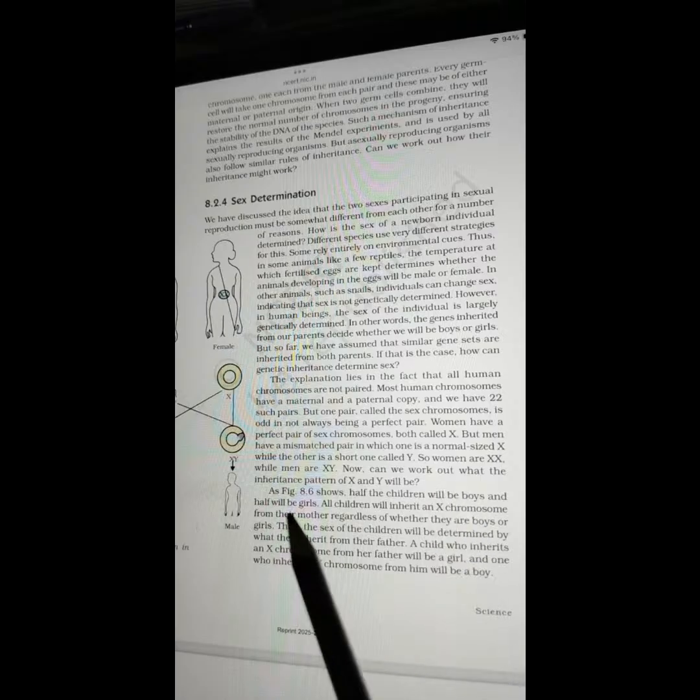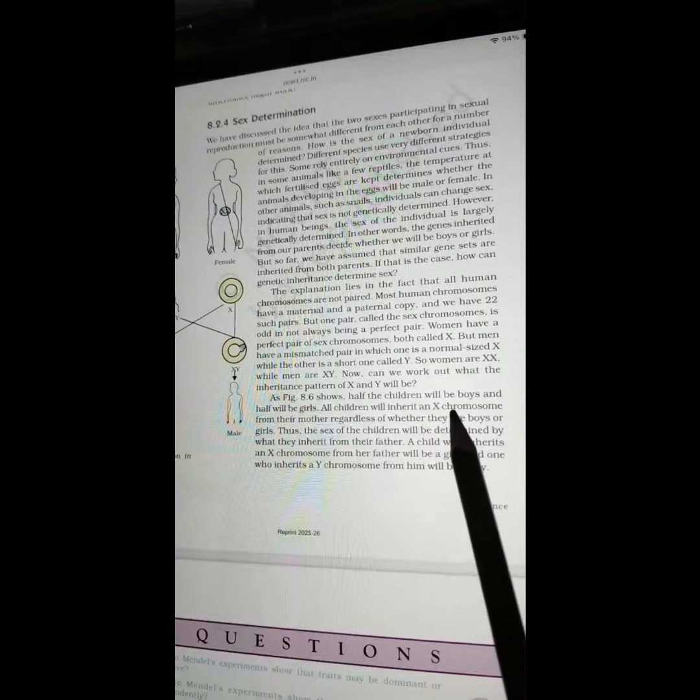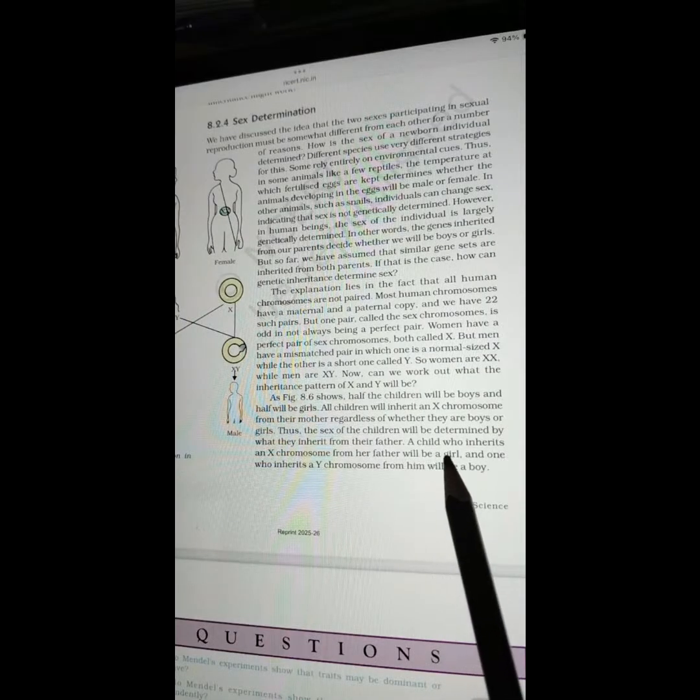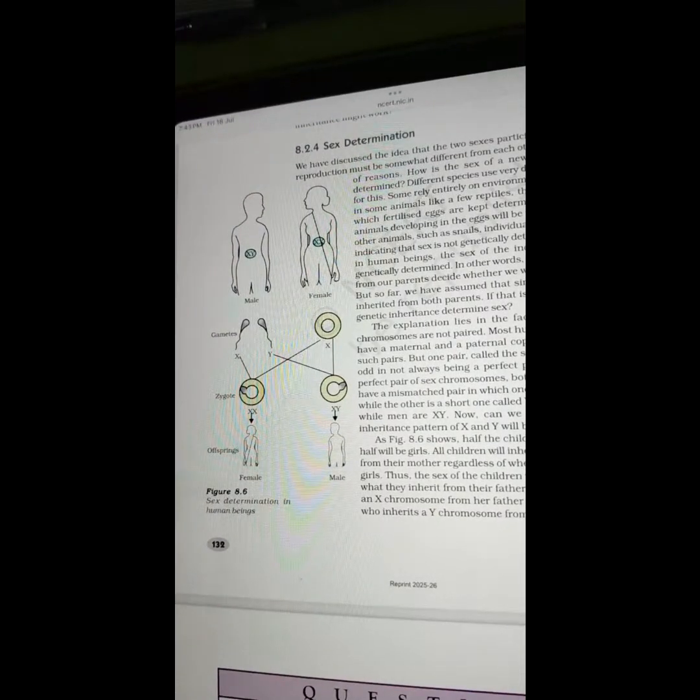Now, can we work out what the inheritance pattern of X and Y will be? Figure 8.6 shows half the children will be boys and half will be girls. All children will inherit an X chromosome from their mother regardless of whether they are boys or girls. Thus the sex of the children will be determined by what they inherited from their father. A child who inherits an X chromosome from her father will be a girl, and one who inherits a Y chromosome from him will be a boy. So every time a woman is pregnant, there is a 50% probability of having a girl child and 50% probability of having a boy child.